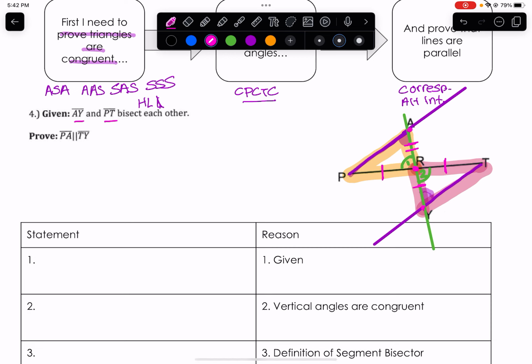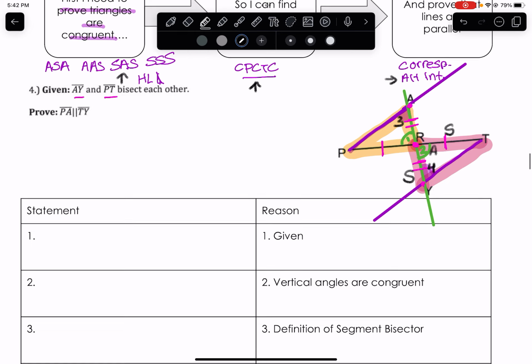TP is bisecting AY, so I have another set of congruent sides. So now, if we look, I have a side, an angle in between, and a side. So I can prove these triangles are congruent using side, angle, side. Then say that the angles that I want, let's call these 3 and 4, are congruent using CPCTC. And then I'll use alternate interior to say that the lines are parallel. So let's look at how this will be written out.